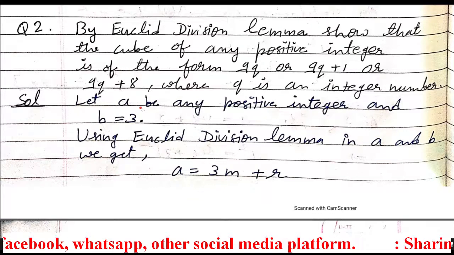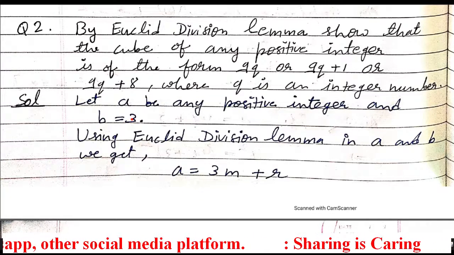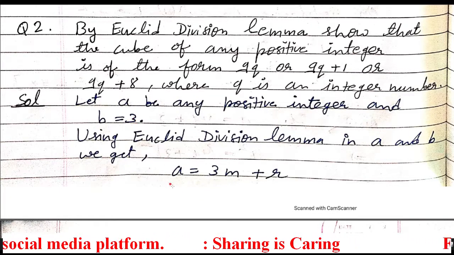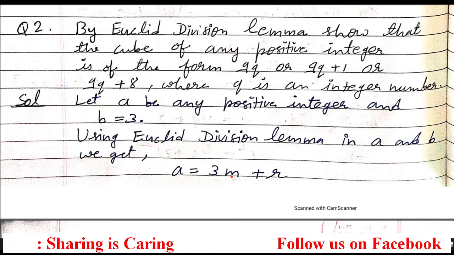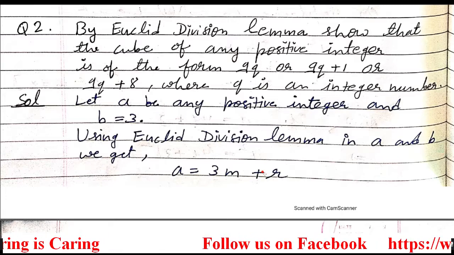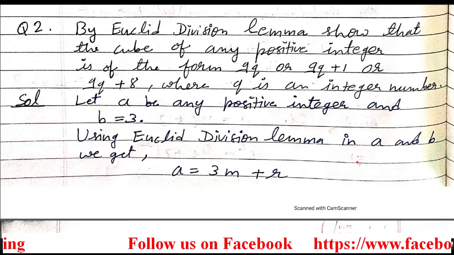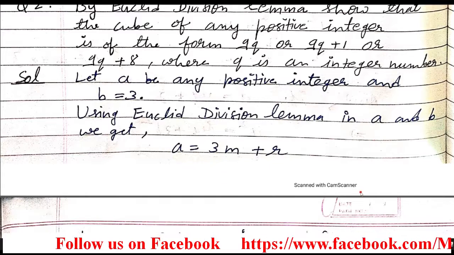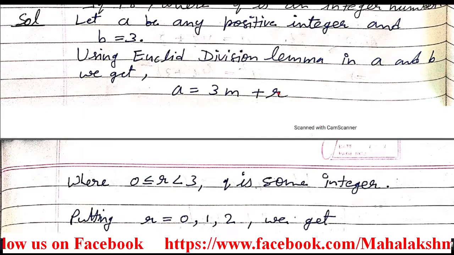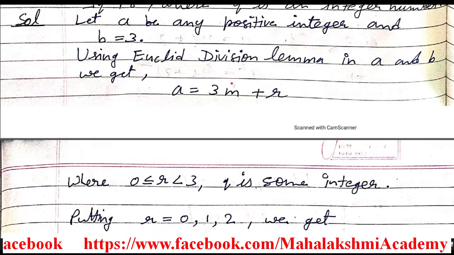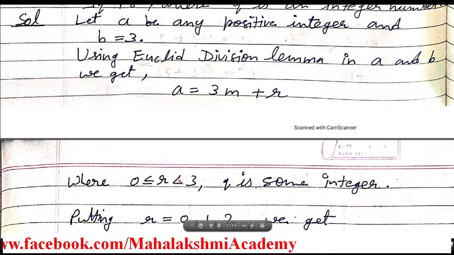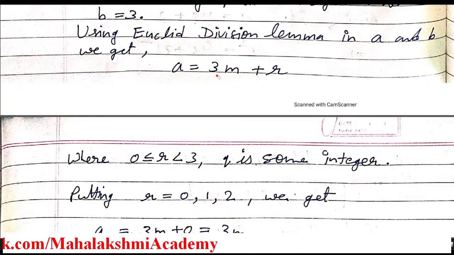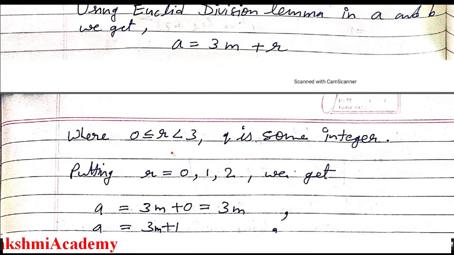So with a and b equal to 3, we are going to use Euclid's division lemma, which gives us a is equal to 3m plus r. What is m here? Quotient. r is the remainder. Since the divisor is 3, the restriction for r is r greater than or equal to 0 but less than 3. So the possible values of r are 0, 1, 2.